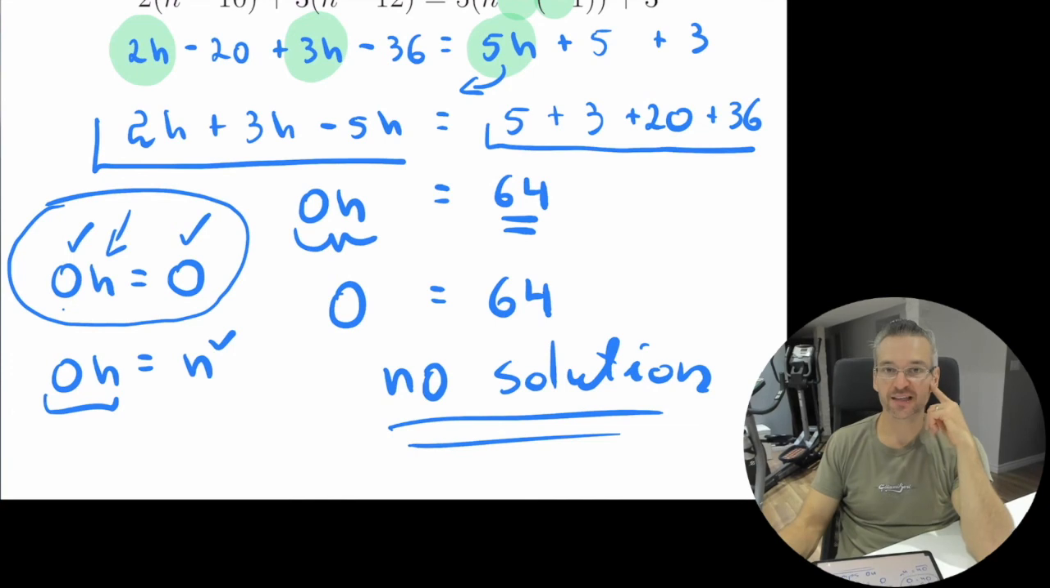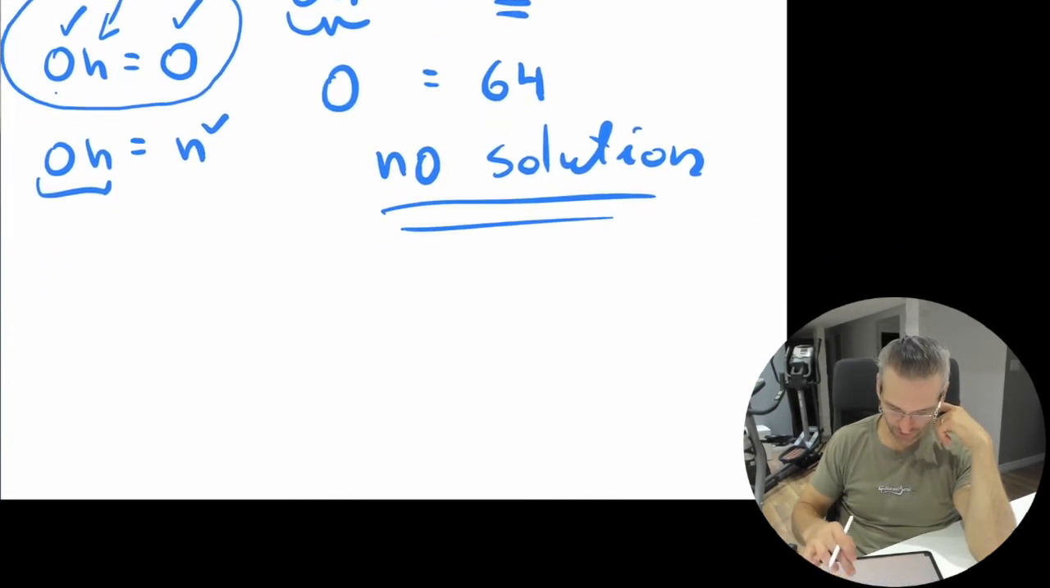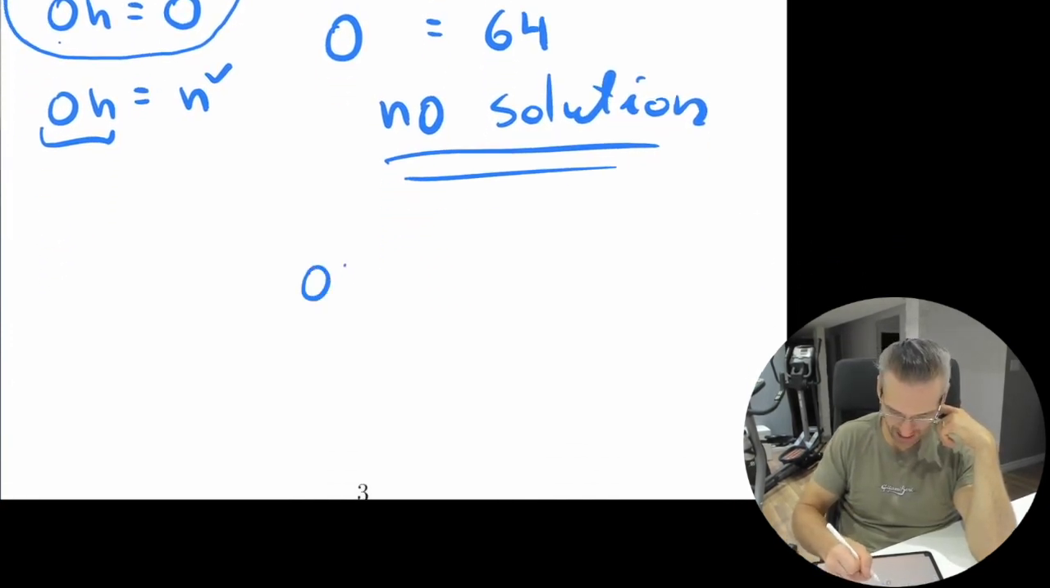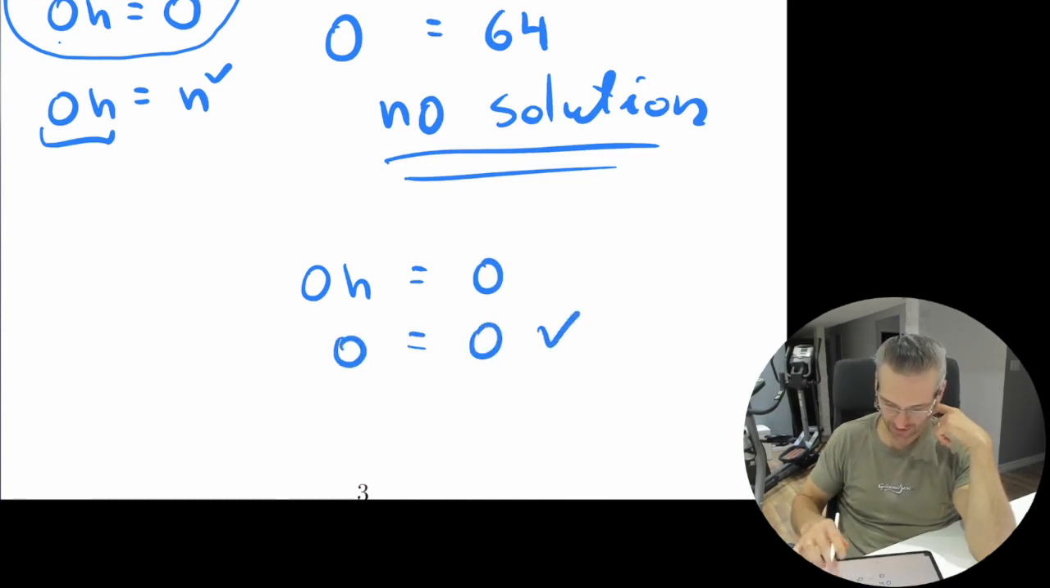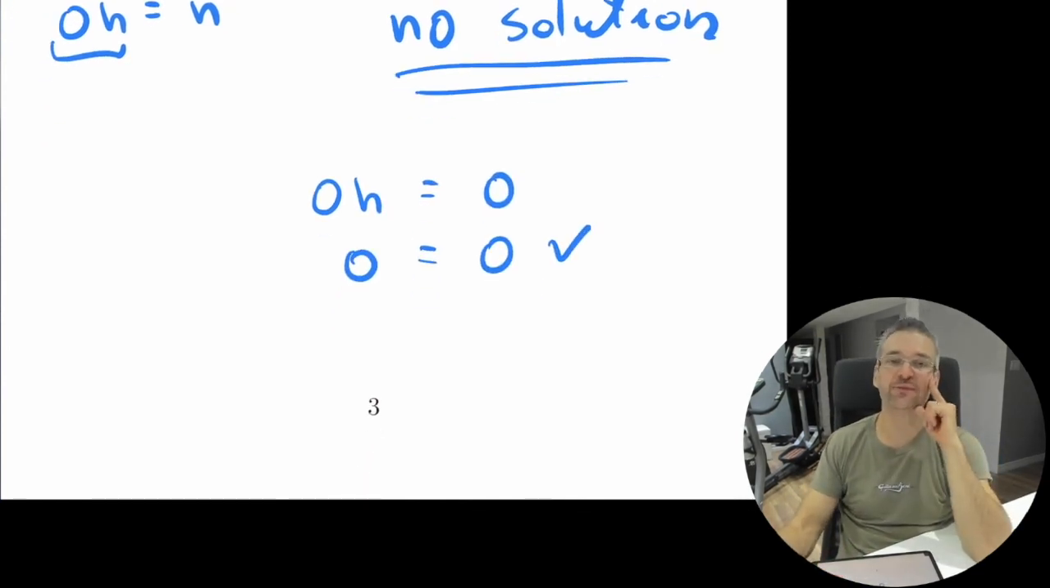And on the other side, if we had this, which would say 0 equals 0, this has an infinite number of solutions. Meaning you can pick any number you like and it will always work.